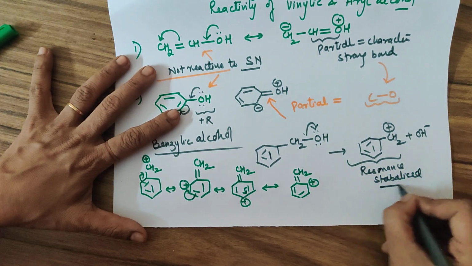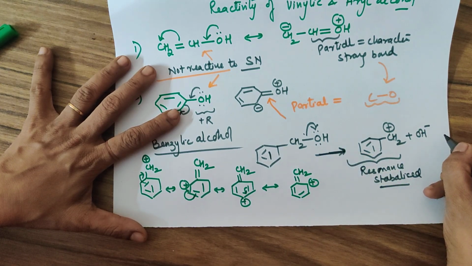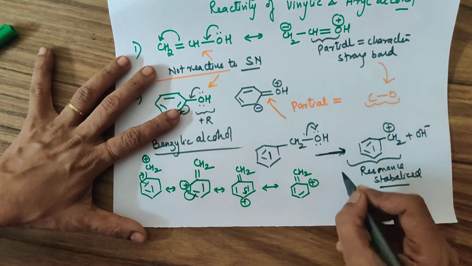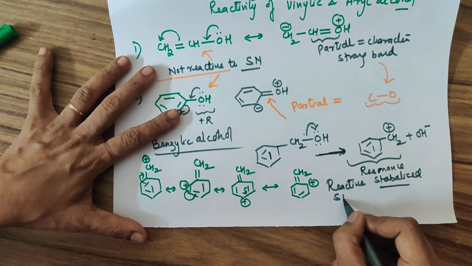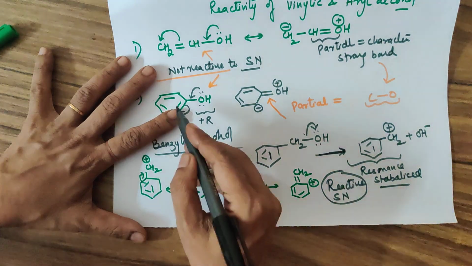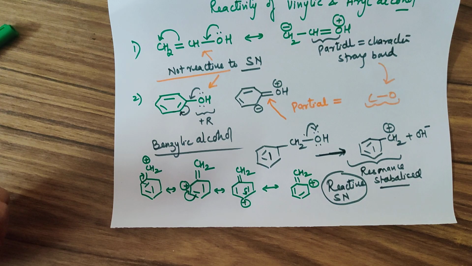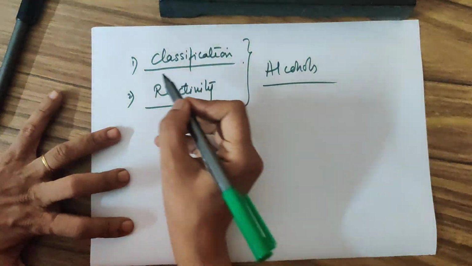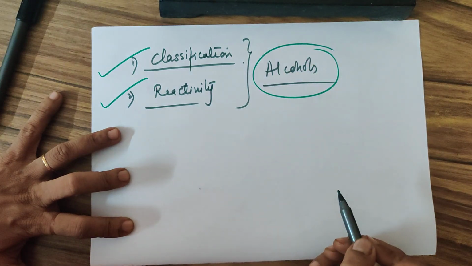If it is resonance stabilized, it means this reaction goes in the forward direction, OH easily leaves, that means this is reactive to nucleophilic substitution reactions, while phenol is not reactive to nucleophilic substitution reactions. So, till now we did the classification and the reactivity of the different types of alcohols of this chapter.